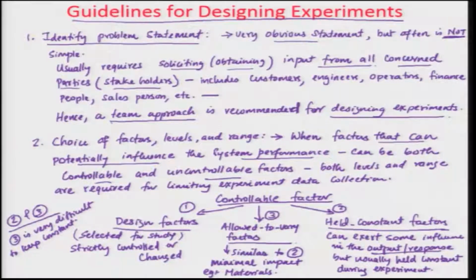Though most of the people consider design factors and held constant factors as the most important thing, there is a very small set of factors that have very minimal impact on the output, on the response, but you cannot really control them or keep them constant, hence you allow them to vary. The classic example of this is the materials aspect of it. So, we have gone through two of the major guidelines of the design of experiments. Now, let us look at the further set of guidelines in this regard.